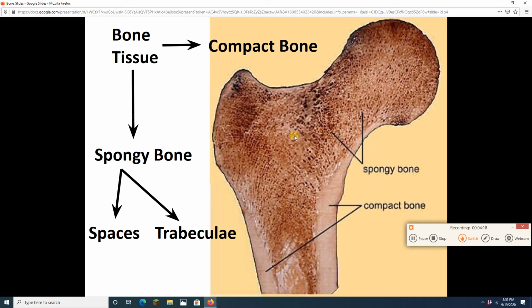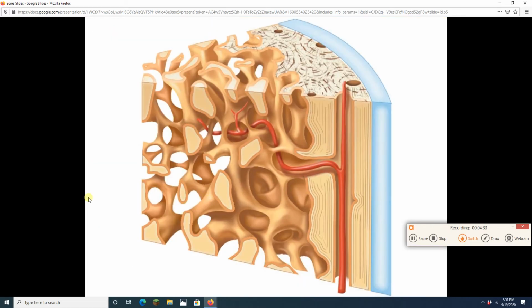And then there are little pieces of bone in here. You can kind of see them nicely right in here. Like the little honeycomb part of the bone. Those little pieces are called trabeculae. They're called trabeculae.